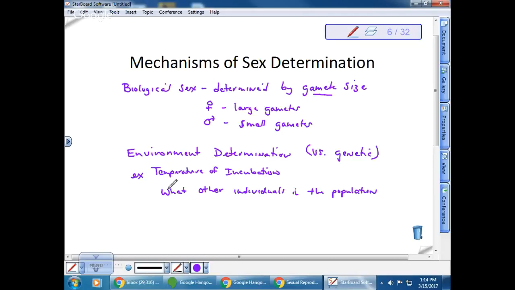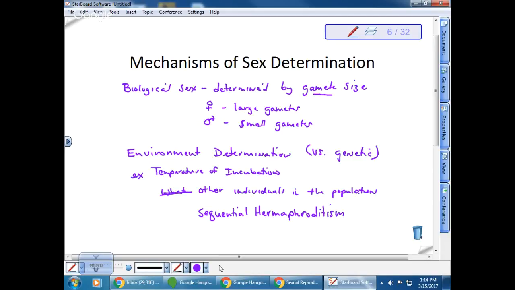Doesn't make sense. I'll just put other individuals in the population. That's my environmental factor: other individuals in the population. So for example, fish sometimes have a mechanism called sequential hermaphroditism. I can't spell that right. There we go.